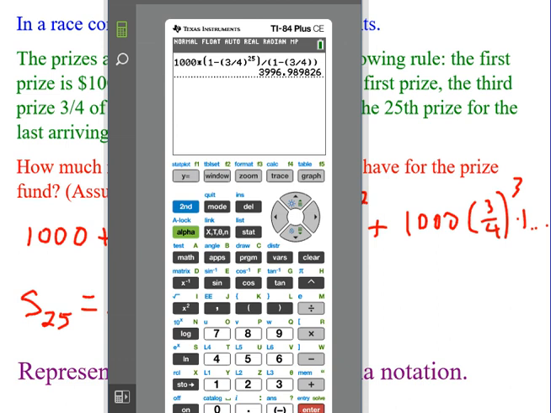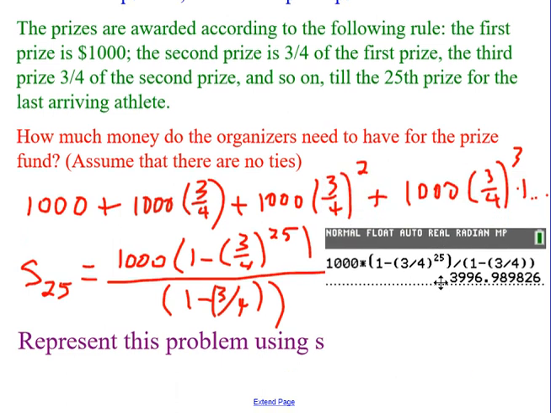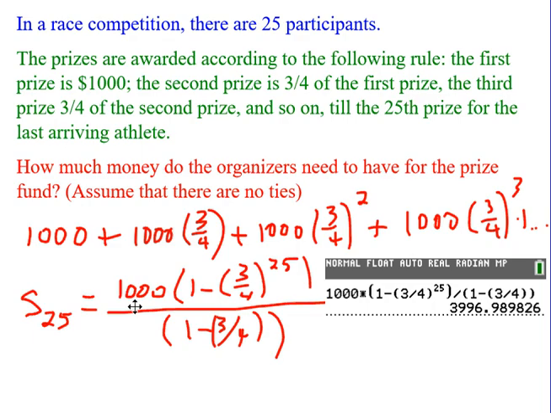3,996.98, or 99 cents. So I think we probably would want to be safe, we would need $3,997, or, you know, $4,000 if we're thinking of a good round answer. Okay, so then I have one more sort of corollary question. It says represent this problem using sigma notation. So let's just see if we can do that for a little extension.